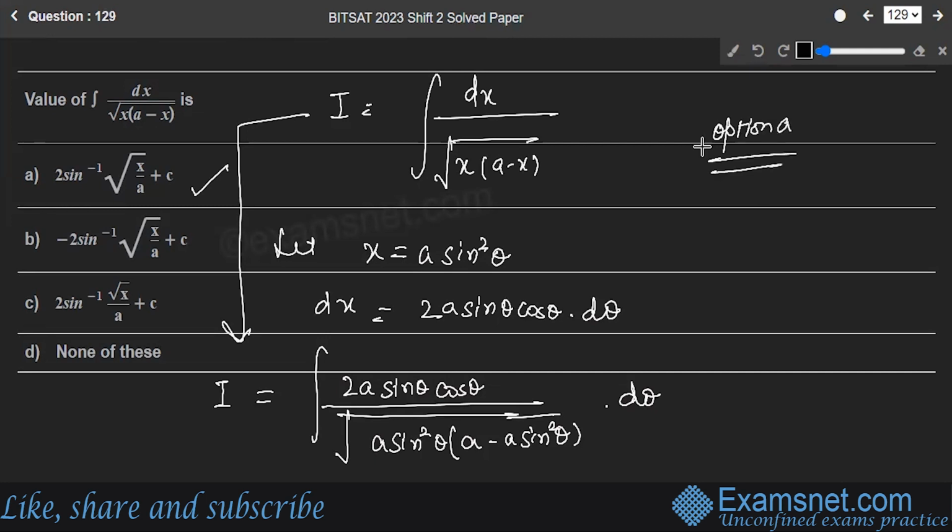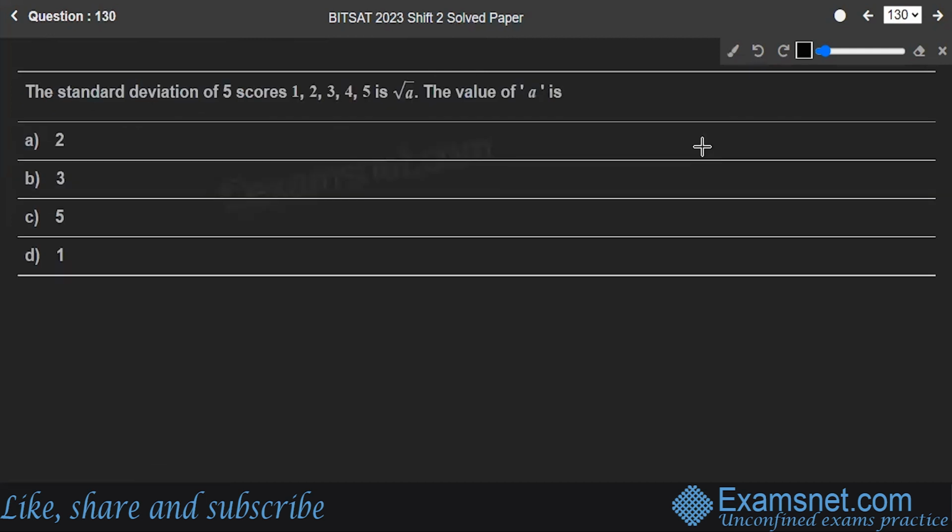Hope you understood this. Next is question number 130, which is going to be the last question of the paper, and super easy. You are given the standard deviation of 5 scores is given by root A. You have to find the value of A. Simple. For finding the standard deviation, you have to first of all find the mean. Mean is the sum of the terms divided by the number of terms, which is equal to 3.